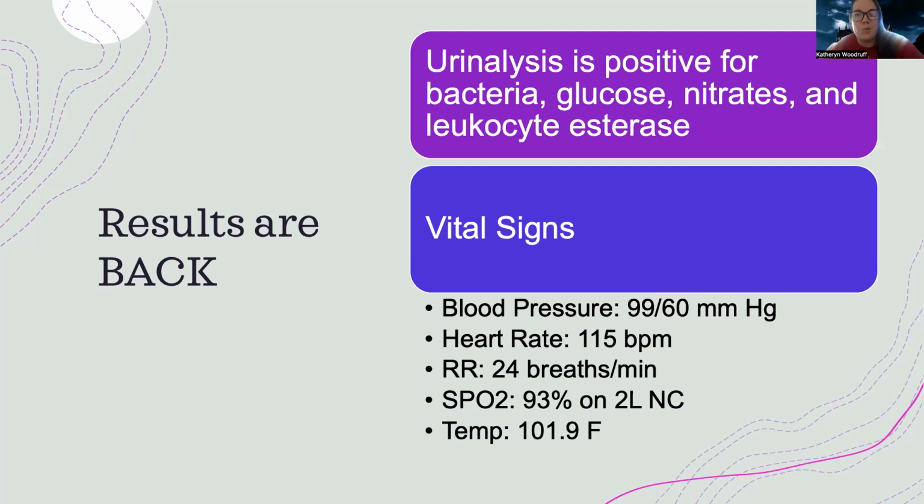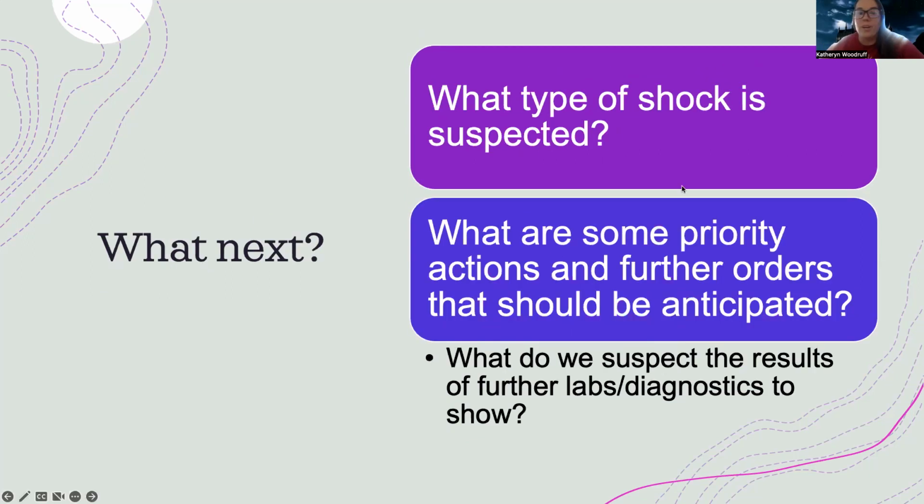And then they have a whopping temperature. So right now, what type of shock are we suspecting? Based on what we know, it doesn't seem like there's a heart pumping problem. There doesn't seem to be necessarily any blood loss, anything like that. I know I didn't give you all the other findings. Right now, what kind of shock are we pointing to? We're pointing towards septic shock, if you did not get it already.